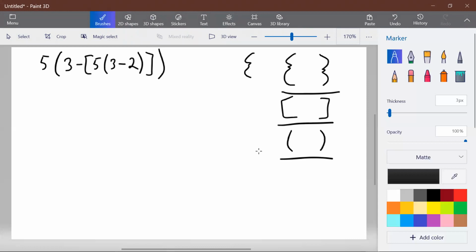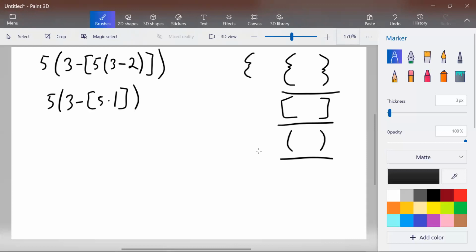So working in to out, we would do this subtraction first. So 3 minus 2 is 1. So this would be 5 times 3 minus 5 times 1, right? Well, 5 times 1 is 5, so this is 5 times (3 minus 5), right? So 3 minus 5 is minus 2, so this is 5 times minus 2, and this is minus 10, right? So you start on the inside and then work to the outside, following the rules of operation inside each set of parentheses.